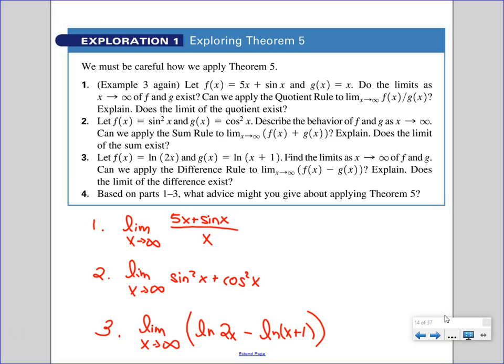Number 2 is asking something similar, but it's talking about the sum and difference rule. Number 3 is something similar. And number 4 is its own little summary of 1 through 3.